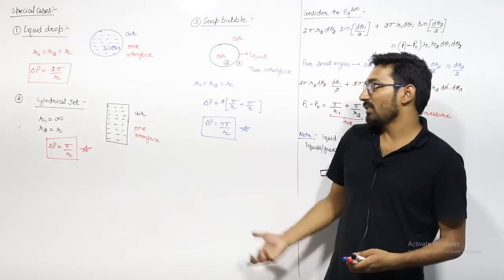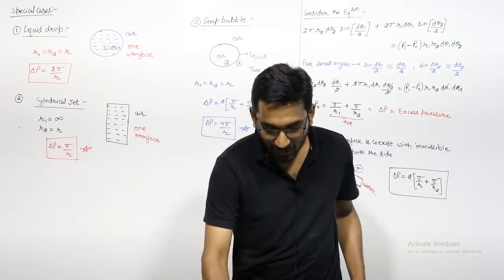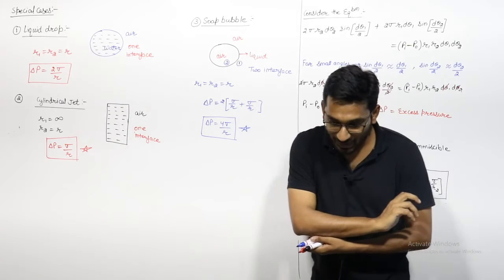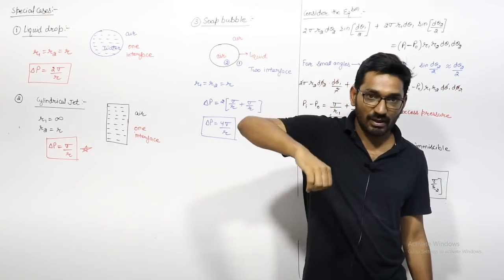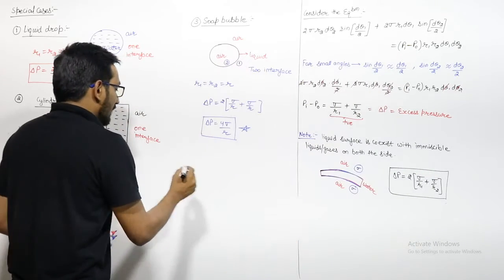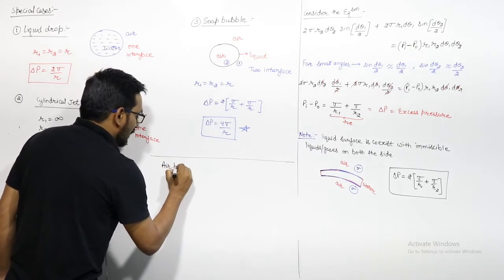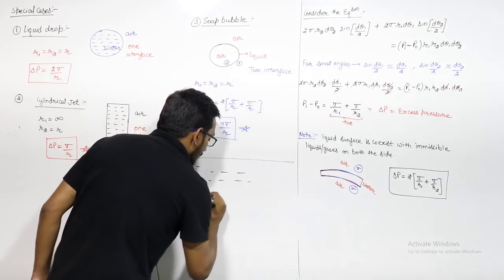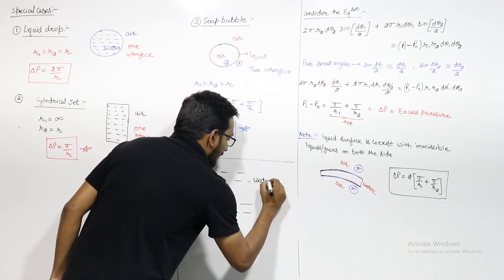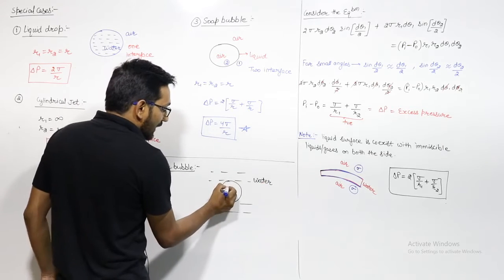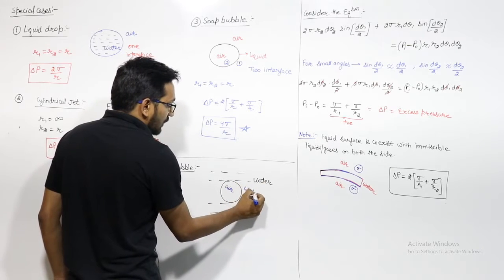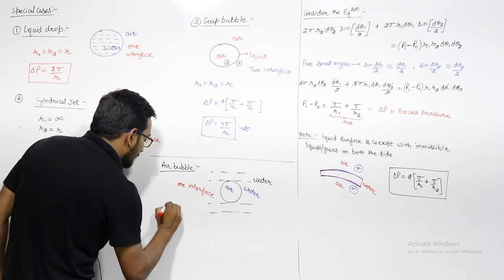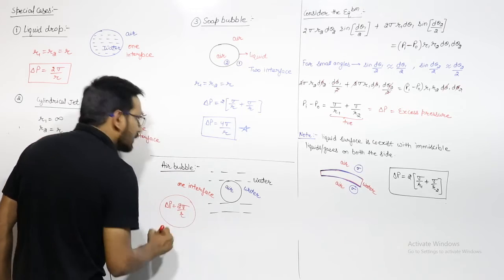Just remember this, it all depends upon the interface. How many interfaces do you have, right? Now if we have an air bubble, they may confuse you about the meaning of air bubble. Not all bubbles have two interfaces. Air bubble means if we have this liquid, let us say water, and we have this air bubble, so inside we have air, outside we have water, right? So we have only one interface. So in this case the excess pressure will be equal to 2 sigma upon R, not 4 sigma upon R.